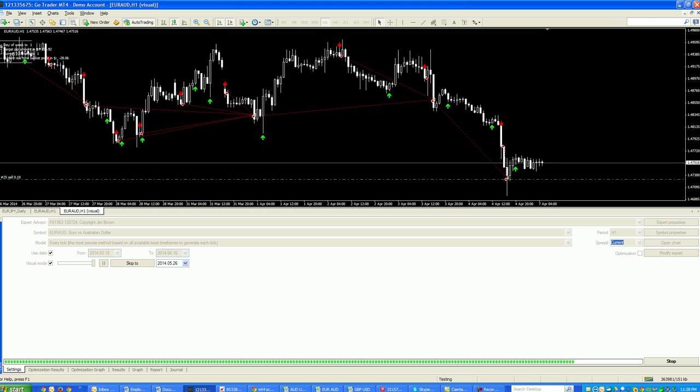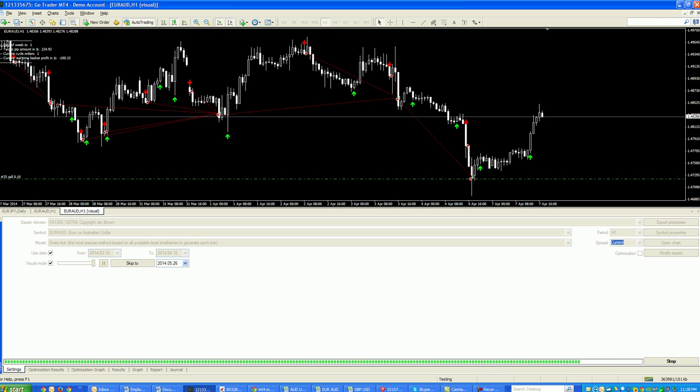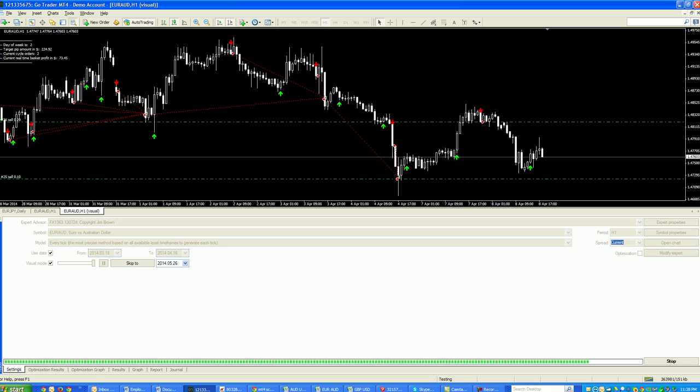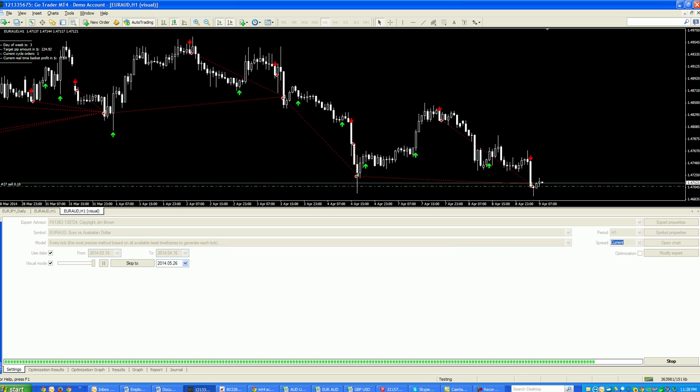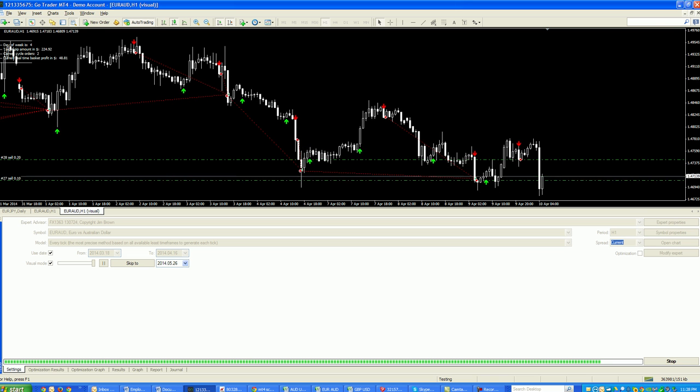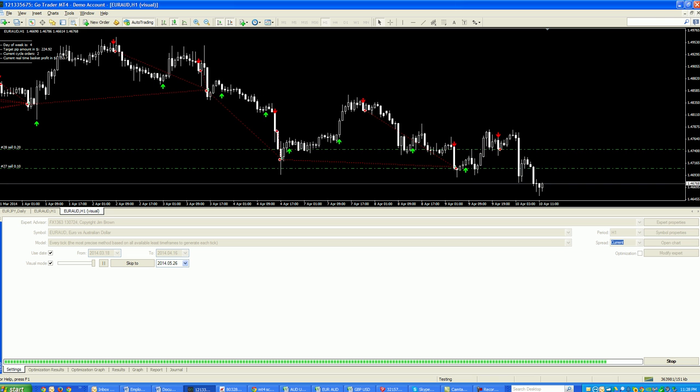There's another sequence closed out. So we're just picking off 240 pip trades all the way down. As you can see, money management is critical. There we go, another one. Getting close to the end. Might get one more here, hopefully.